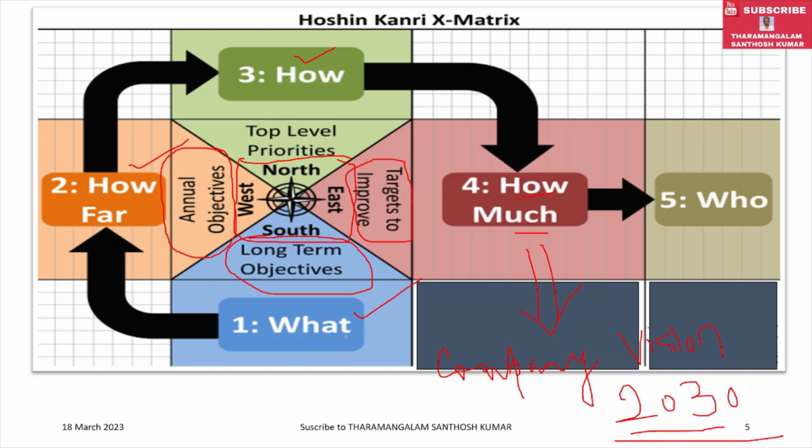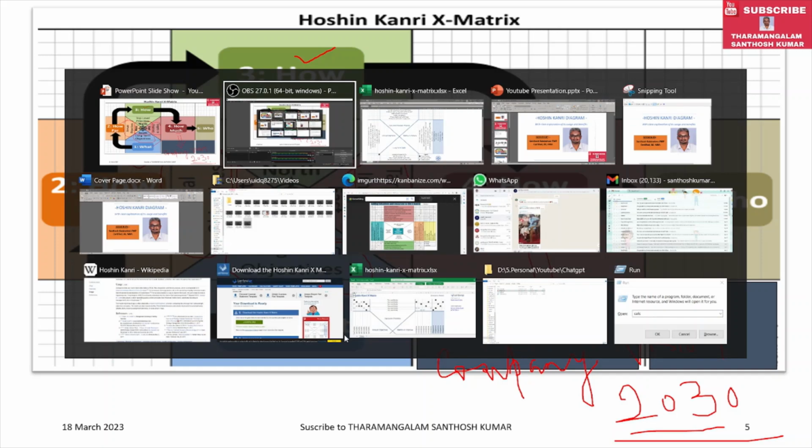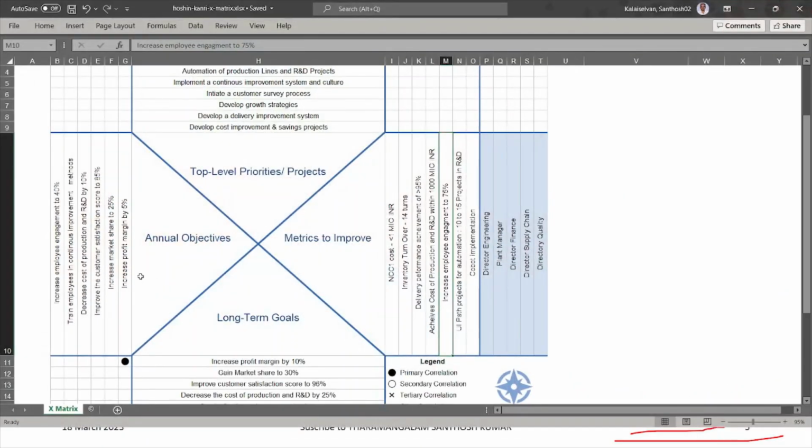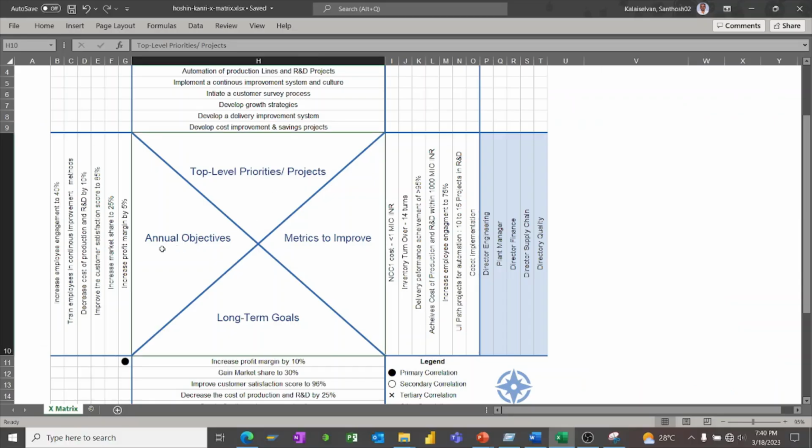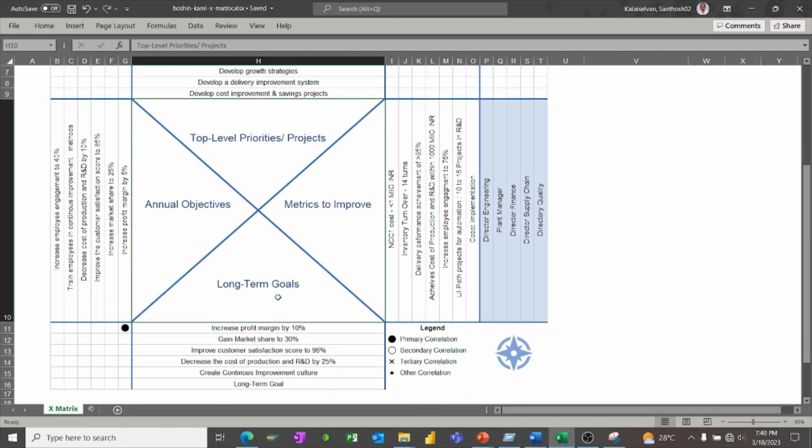I will explain this in a better way so that you can understand with the help of this Hoshin Kanri matrix. So now let us go to the Excel sheet. This is the Hoshin Kanri Excel sheet. As I explained, in the north direction we have the top level priorities or objectives, and the annual objectives, the targets or metrics to improve, and the long term goals. If I explain with one example, you can better understand this Hoshin Kanri X matrix diagram.